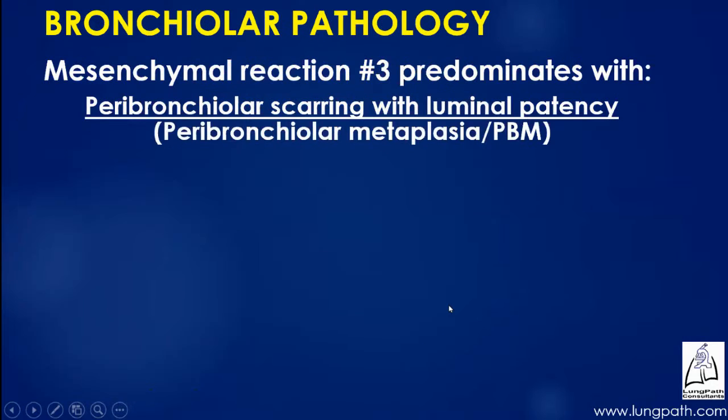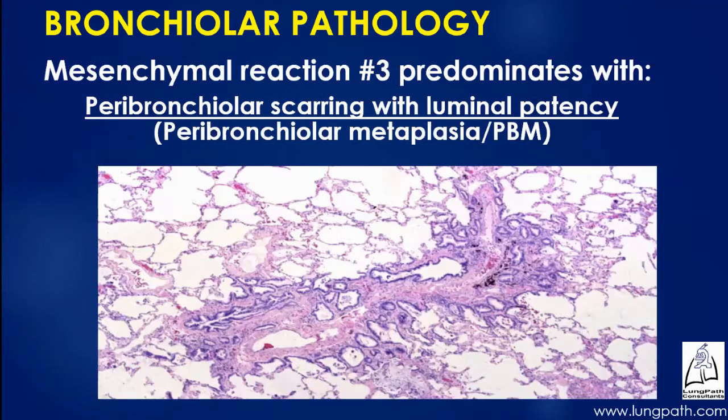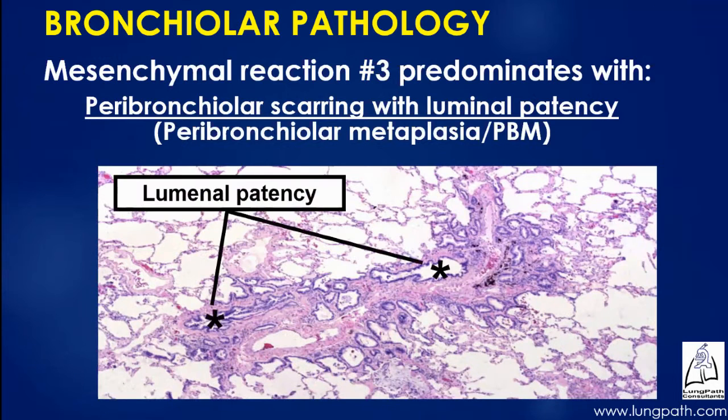Well, I want to finish up talking about the mesenchymal reaction in airway injury with mesenchymal reaction number 3, or peribronchiolar metaplasia, as you see here. Often in this kind of airway injury, the lumen is patent, so there's no airflow obstruction as a clue to the clinician or the radiologist that this is an airway-centered process. It's really only best appreciated pathologically, where the scarring clearly centers on the airway and the immediately surrounding alveoli.